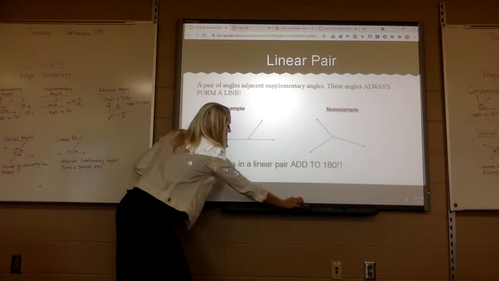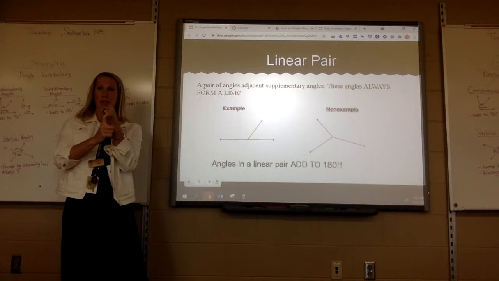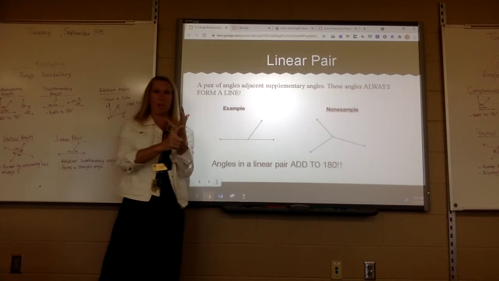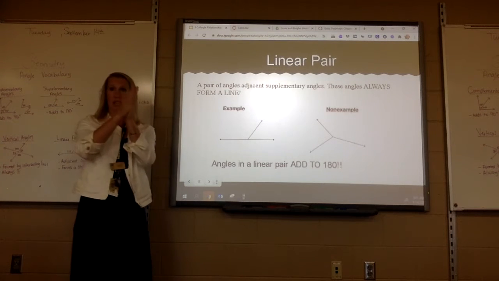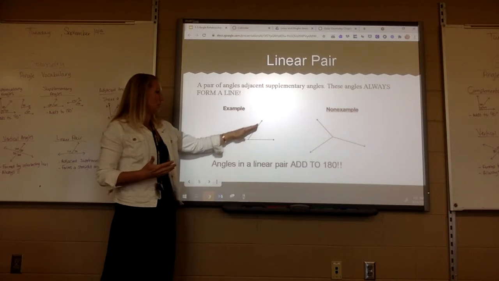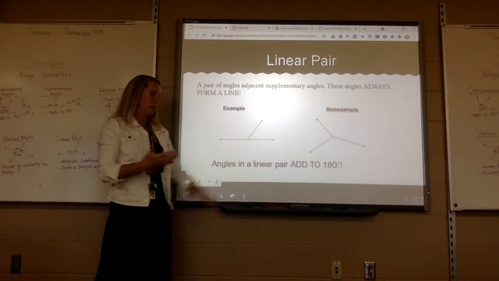Good, very smart. Okay, so we've got complementary. What do complementary angles add up to? 90. 90. What do supplementary angles add up to? 180. 180. We have adjacent angles, they share a side. And then we have linear pair, they form a line. They are adjacent and supplementary.